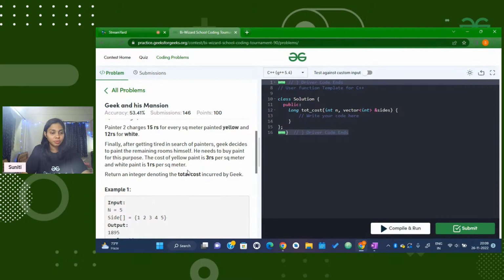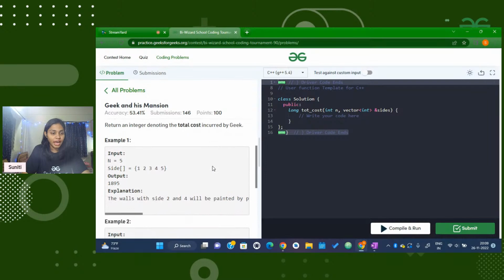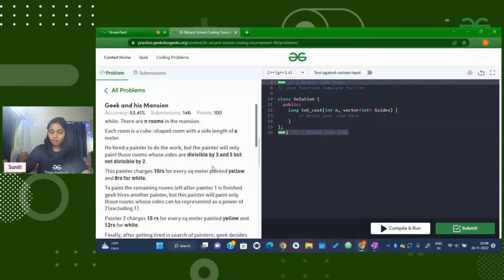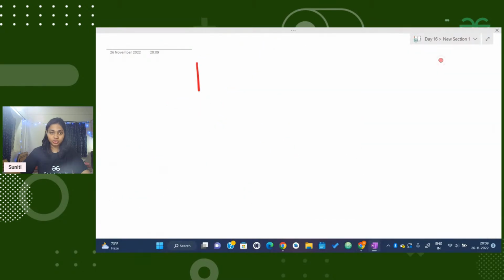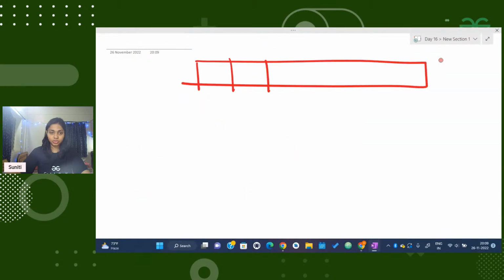And for that, he needs to buy paint for this purpose. The cost of yellow paint is 3 rupees per square meter and white paint is 1 rupee per square meter. We have to return an integer denoting the total cost that is incurred by Geek. So what is the basic idea behind the question? N rooms are given to us in the form of an array, of course. Now, there are certain conditions on the basis of which the Geek is painting the rooms.